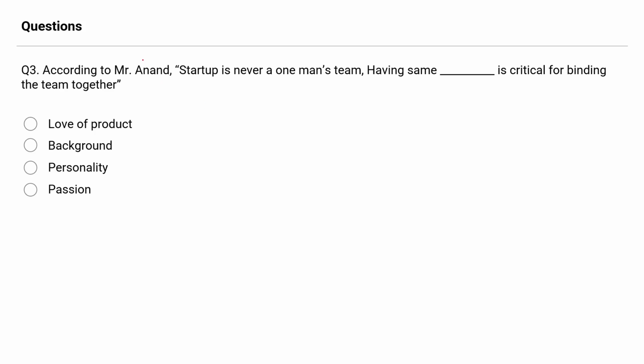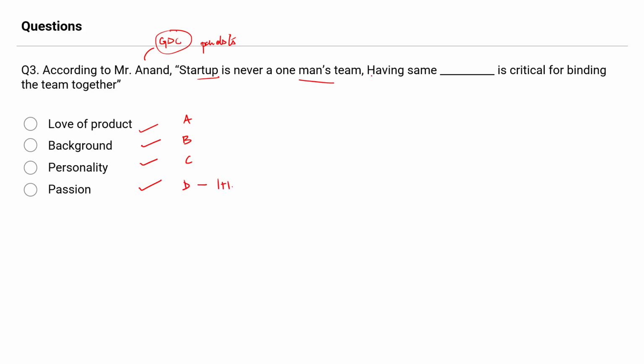According to Mr. Anand, who is basically from GDC and who was coordinating all the discussion with the panelists, a startup is never a one-man team. Having the same dash is critical for binding the team together. The options are love of product, background, personality, and passion. Passion. Okay, so I've got 2 votes for passion. Anyone else?